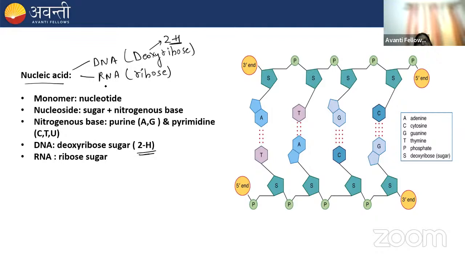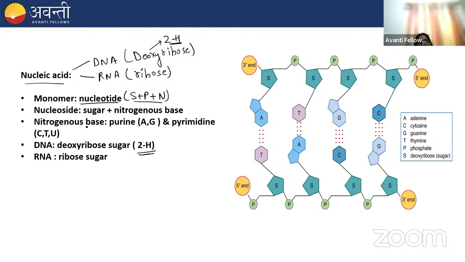Okay. The monomeric unit of nucleic acid is a nucleotide. A nucleotide consists of sugar, phosphate, plus a nitrogenous base. If only sugar and nitrogenous base are present, then it is known as a nucleoside. Remember this. If phosphate, sugar, and nitrogenous base are all present, then it is a nucleotide.